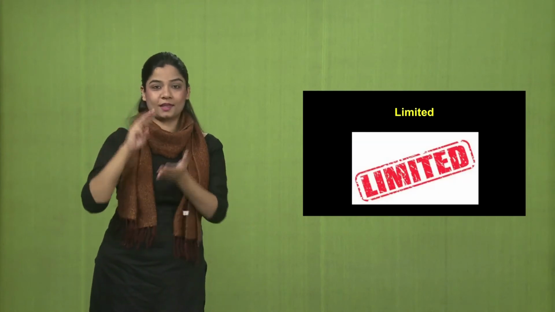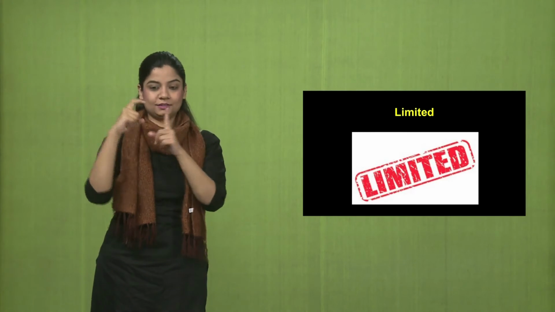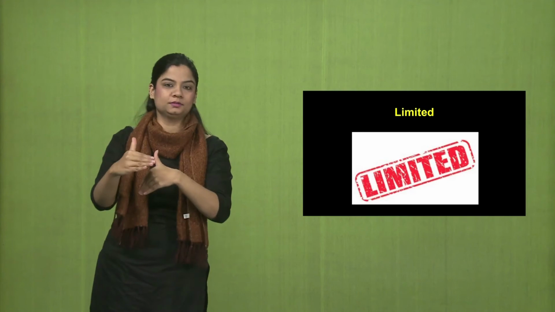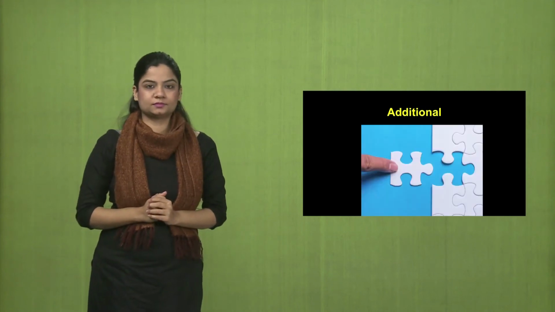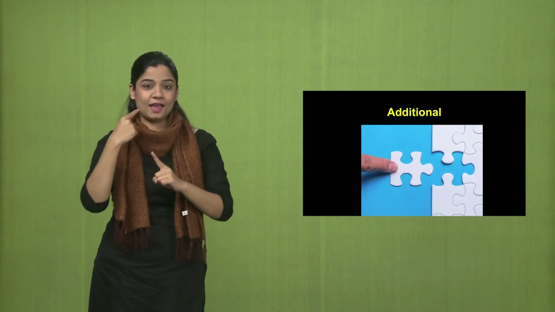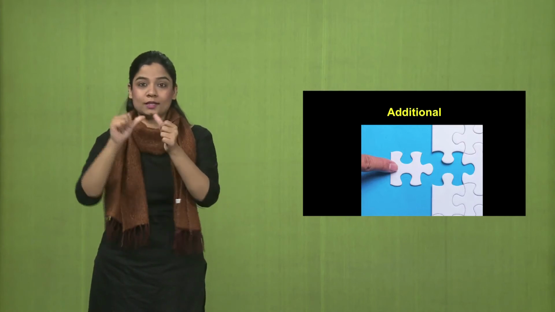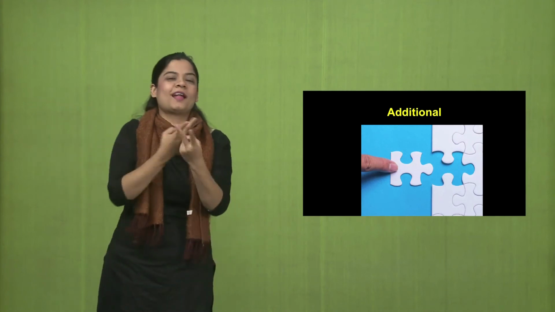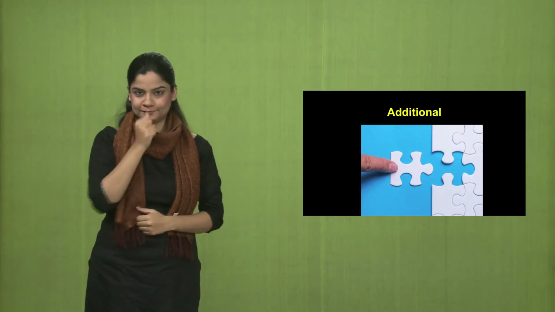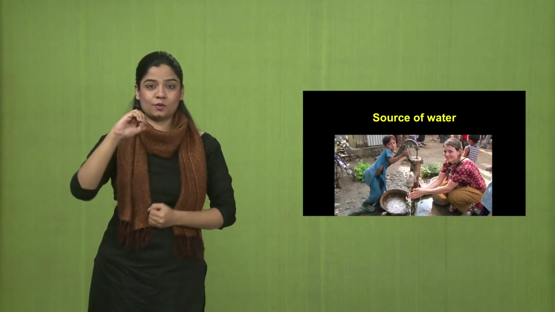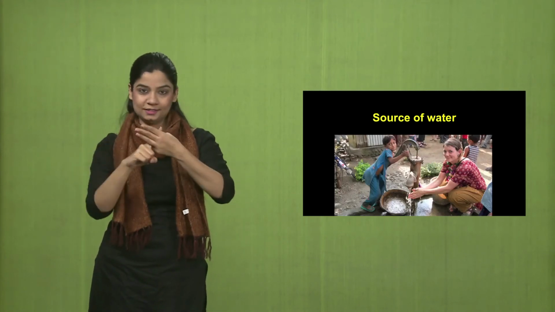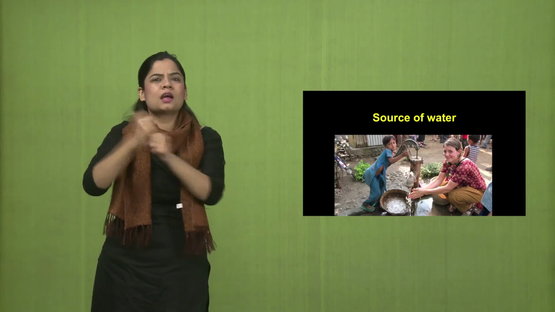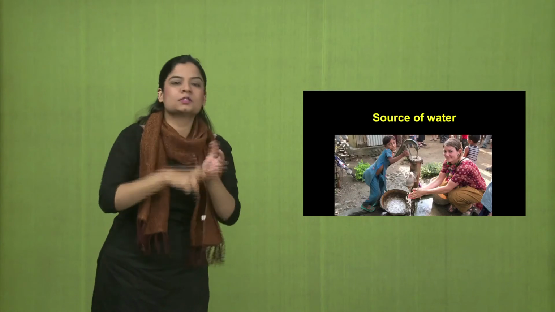Limited, something that is in less quantity. For example, chairs can be limited in a conference, etc. Additional, something that's added. Something that's added to make something complete is called additional. Source of water. From different sources the water comes, like rivers, etc. So natural places from where water comes.